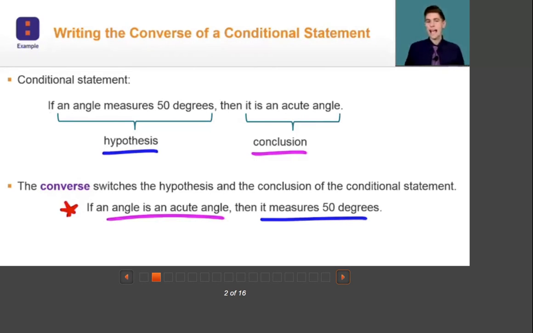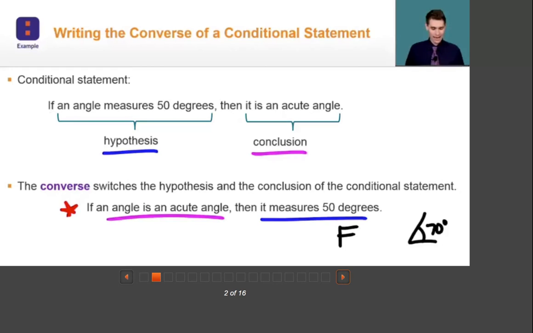So we'll use a counterexample. Here I'm going to use 70 degrees as an example. If an angle is an acute angle, well, 70 degrees is an acute angle, then it measures 50 degrees. Well, this angle is 70 degrees, so this statement actually is false. We can't assume that a converse statement is going to be true or false in all instances. It'll depend on the situation, so we need to use our own reasoning when determining whether it's true or false.